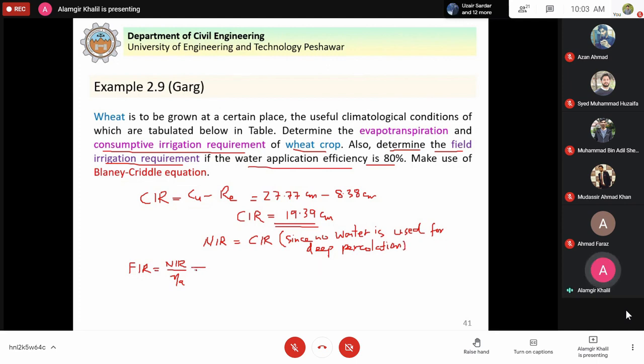So now we take it as 19.39 and we have the water application efficiency as 80%, so 0.80. So we have this field irrigation requirement, that is 24.24 centimeter.